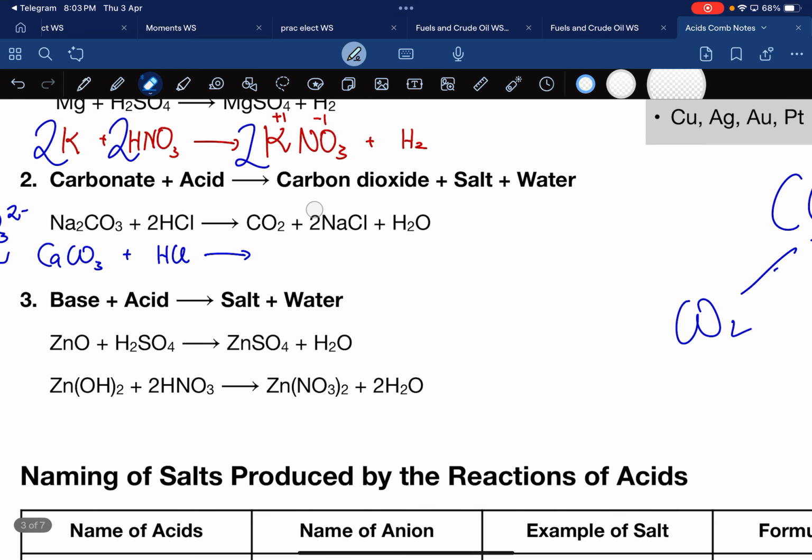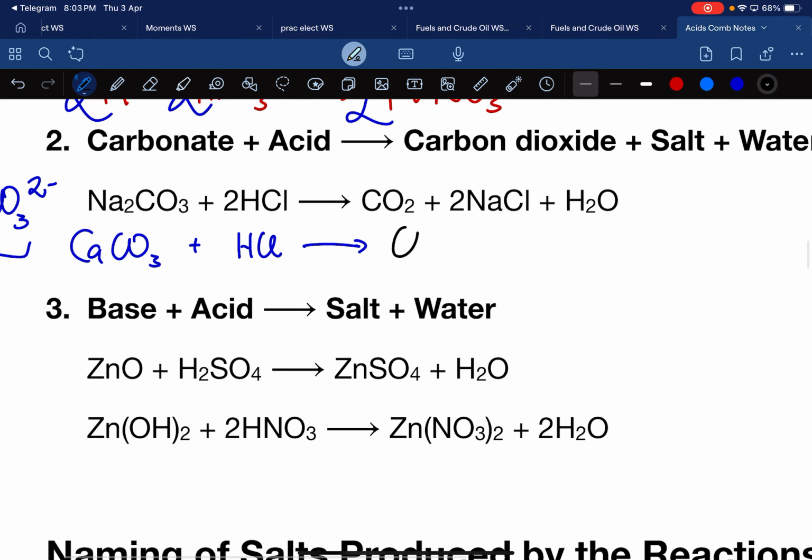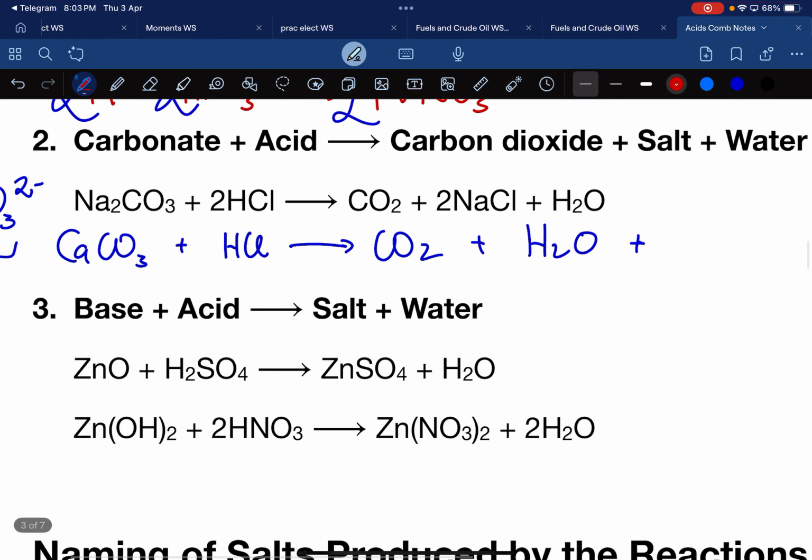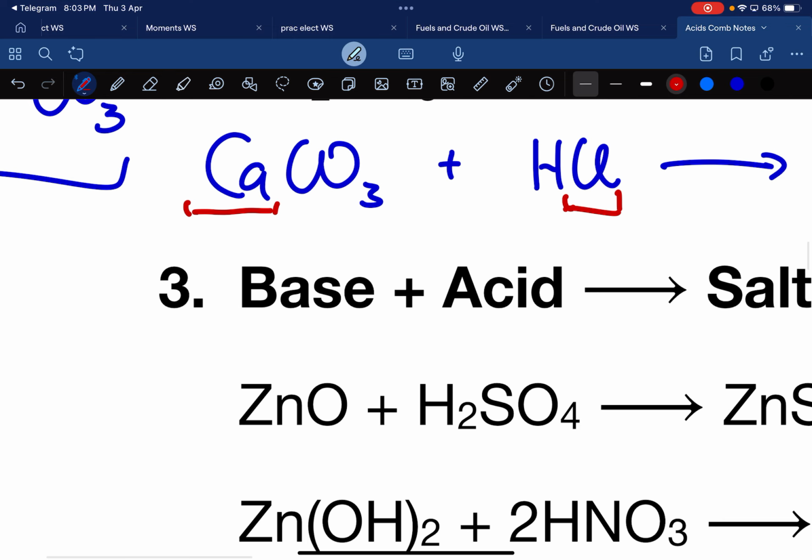Okay, I will get carbon dioxide. I'll get H2O. And I will get some other product. Okay? From this point, you are going to take your cation from the other guy. And you're going to take the anion from your acid. Correct? Okay? Your cation is Ca2+.